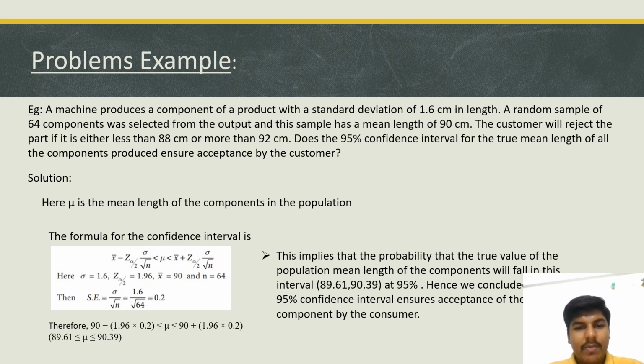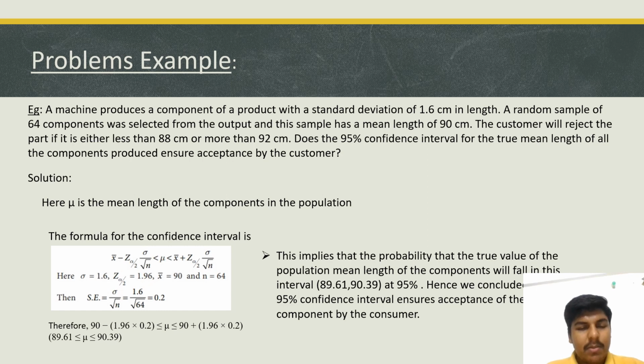Now, in this slide, let us solve one problem example based on the concept of point estimation and interval estimation. A machine produces a component of a product with a standard deviation of 1.6 cm in length. A random sample of 64 components was selected from the output, and this sample has a mean length of 90 centimeters. The customer will reject the part if it is either less than 88 cm or more than 92 cm. Thus, does the 95% confidence interval for the true mean length of all the components produced ensure acceptance by the customer?